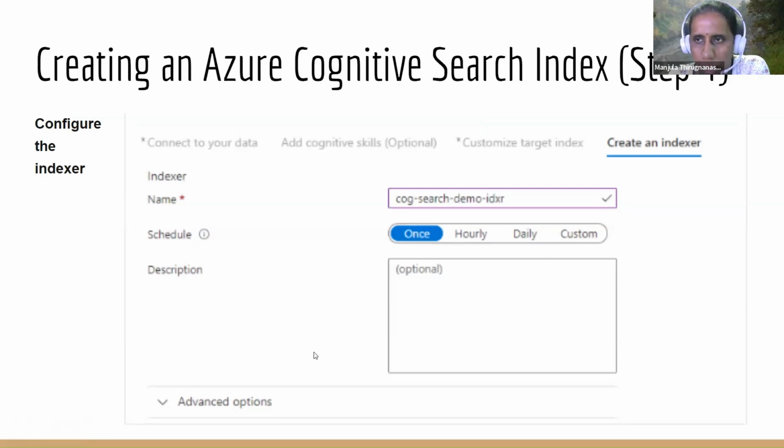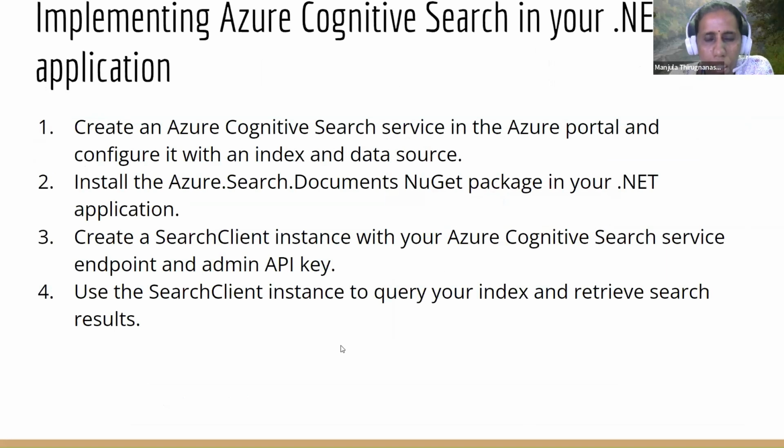So this is the fourth step in search index. First is you create a service. Next is you create an index. Then you need to use it in your application. So you create a search service. Then you configure it with an index and data source.